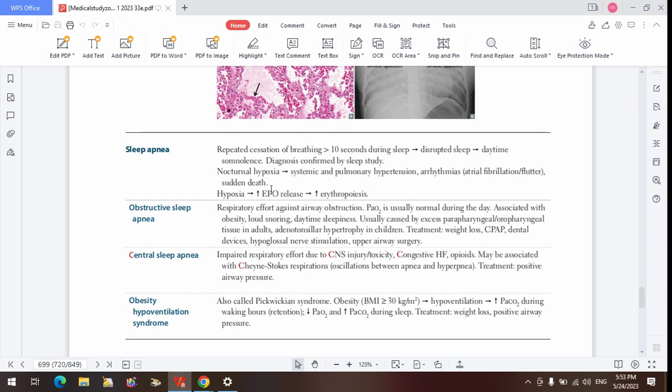At the same time, hypoxia increases sympathetic drive. So hypoxia has been noticed to cause an increase in sympathetic drive. That's what's bringing about increase in the heart rate, increase in the cardiac output, bringing about systemic hypertension that people with sleep apnea can experience. So they have both systemic and pulmonary hypertension, but for different reasons.